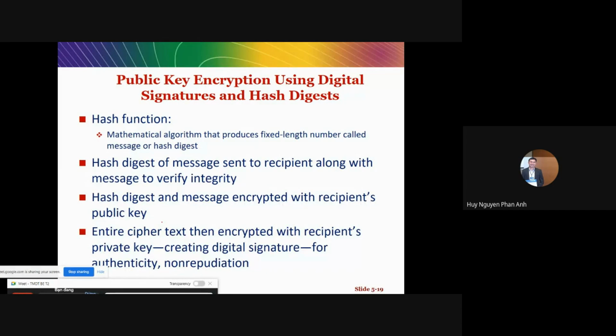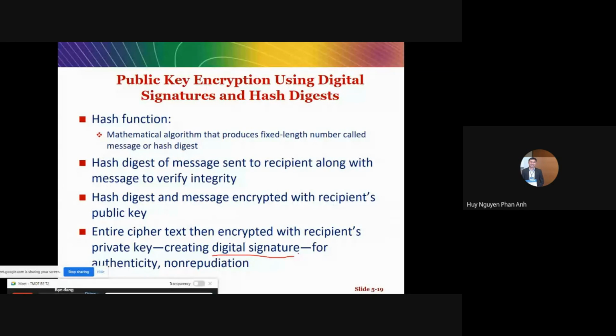So in public key encryption, we use the hash function. It's just the algorithm to produce a set of numbers. We call it the hash digits. And the hash is sent to the recipient along with the message to verify the integrity. So we just talked about the encryption to ensure that no one can read the message. But now it's another story. We want to talk about the authentication. So we talk about the digital signature.